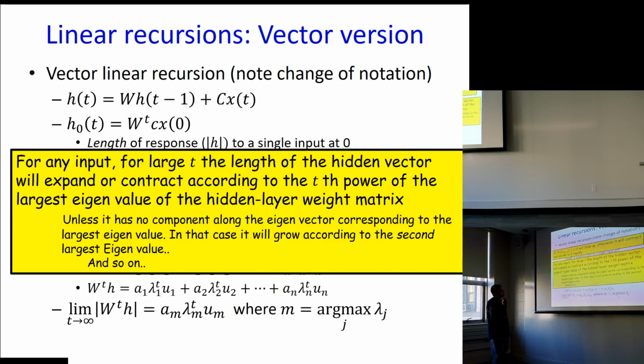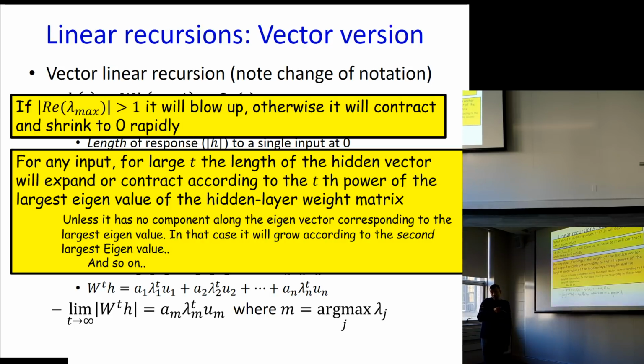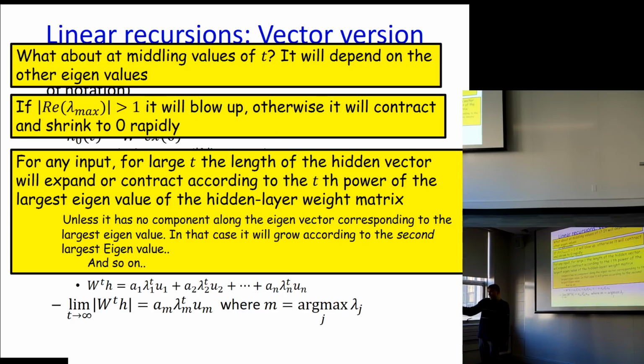And so if you have middling values of t, this is what happens as time keeps incrementing. But you don't have to go very far. Even at intermediate values of t, the behavior is going to depend on these eigenvalues, except that if you're not at the limit, if you're somewhere in between, the remaining eigenvalues will also factor in and complicate the response a little bit.